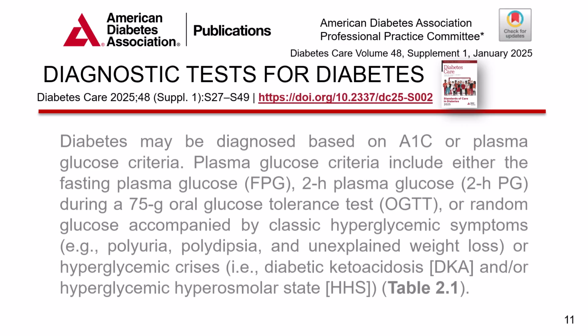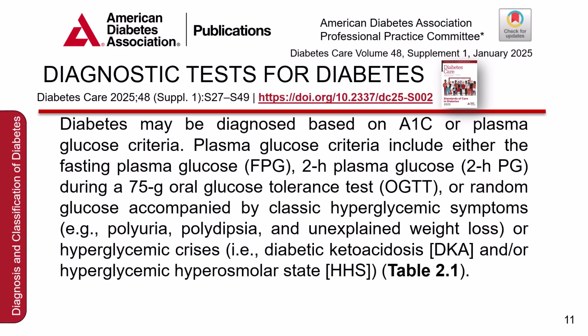Diagnostic tests for diabetes. Diabetes may be diagnosed based on glycated hemoglobin or plasma glucose criteria. Plasma glucose criteria include either the fasting plasma glucose, 2-hour plasma glucose during a 75-gram oral glucose tolerance test, or random glucose accompanied by classic hyperglycemic symptoms, e.g., polyuria, polydipsia, and unexplained weight loss, or hyperglycemic crises, that is, diabetic ketoacidosis and/or hyperglycemic hyperosmolar state.